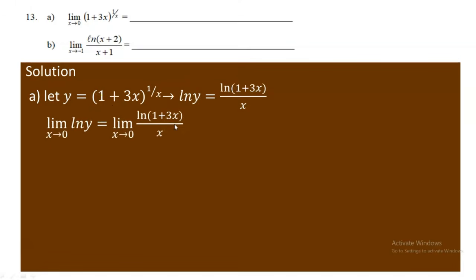Now, dear students, let's look for the limit of this ln y. The limit of ln y as x goes to 0 is going to be the limit of ln of (1 plus 3x) over x as x approaches 0. This is a 0 over 0 indeterminate type of limit, because as you put 0 here, it will be 1, ln 1 is 0, and the denominator is 0, so we can directly apply L'Hopital's rule. Simply we differentiate the numerator and the denominator directly, okay?